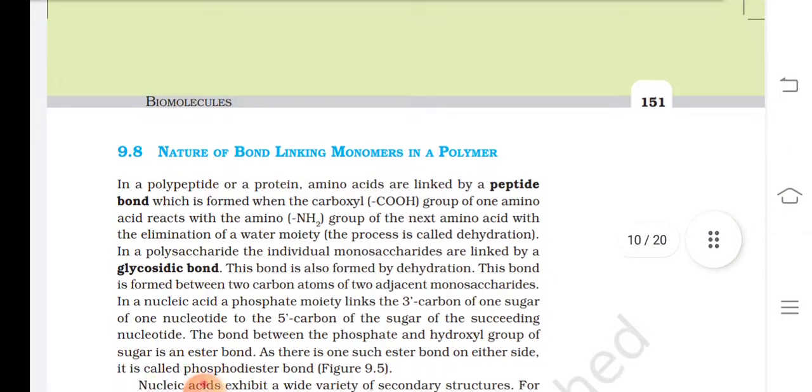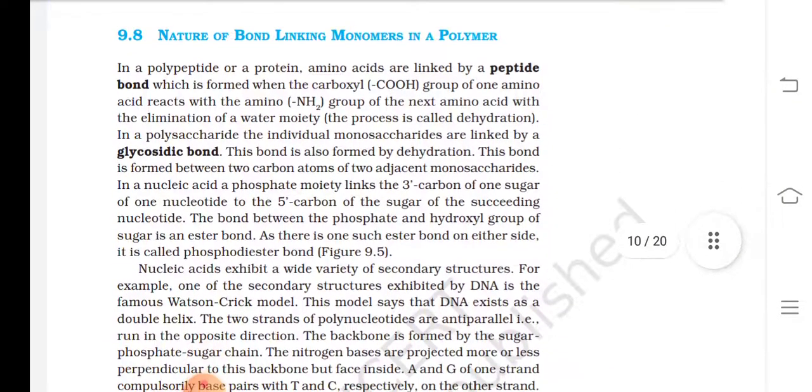9.8 Nature of bond linking monomers in a polymer. In a polypeptide or a protein, amino acids are linked by a peptide bond, which is formed when the carboxyl group of one amino acid reacts with the amino group of the next amino acid with the elimination of a water moiety. The process is called dehydration. In a polysaccharide, the individual monosaccharides are linked by a glycosidic bond. This bond is also formed by dehydration.